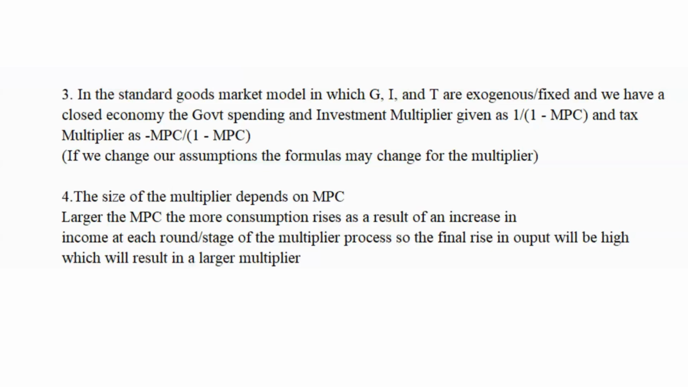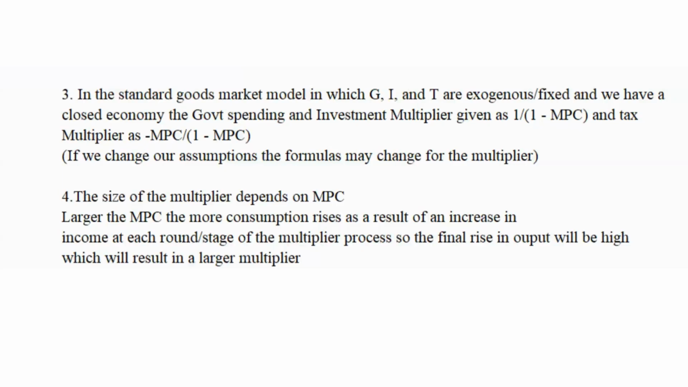So the formulas 1 by 1 minus MPC and minus MPC by 1 minus MPC work under certain assumptions. Mainly the assumptions are that G, I, T are exogenous and you have a closed economy, i.e., net exports are zero. If these assumptions change, the formulas can change and you would have to derive them again. So just keep this in mind.